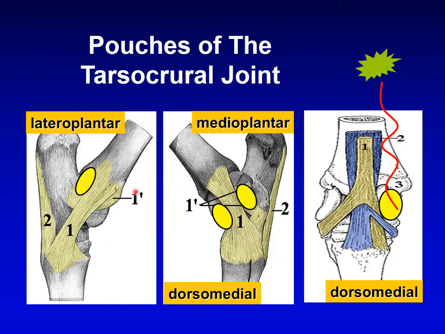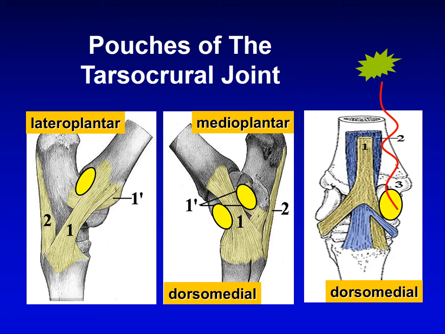These are different views of how the injection can be done in the tibiotarsal joint. Now, the most important one is the dorsomedial pouch. The dorsomedial pouch, it's a pretty large area, and when you do the injection in the dorsomedial pouch, you need to avoid the medial saphenous vein. This is a pretty large vein that you don't need to injure with your needle, because it can cause hematoma, and you don't want that to happen.